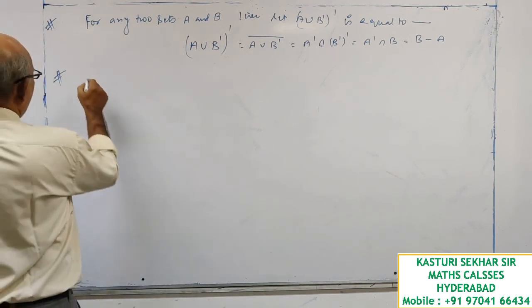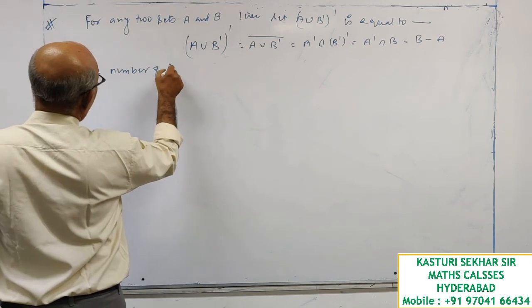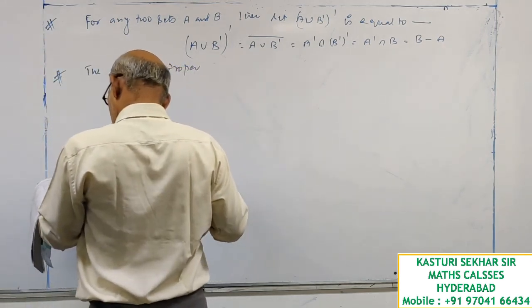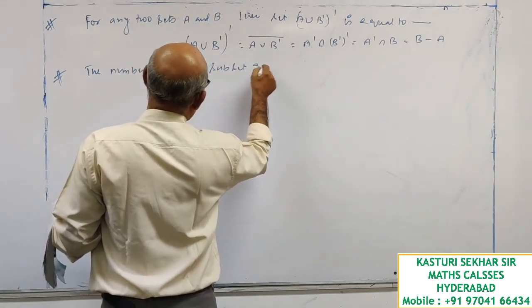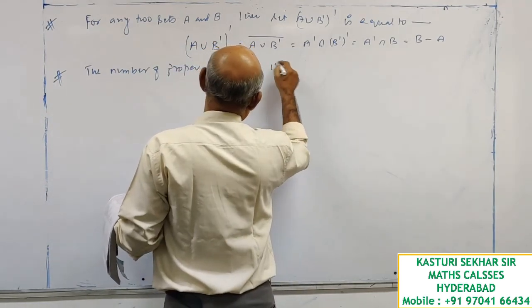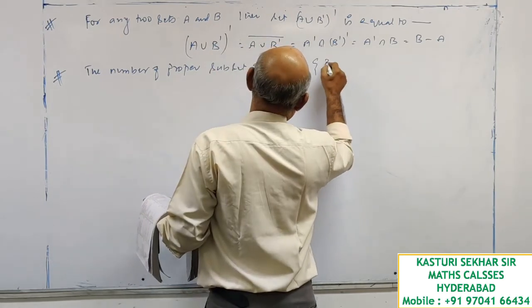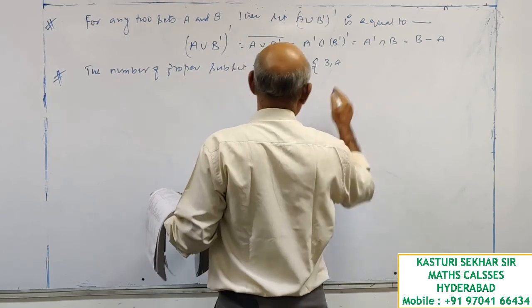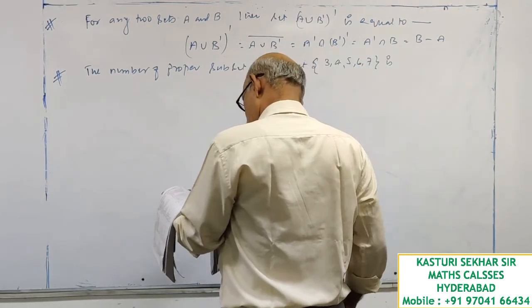Next, the number of proper subsets of the set 3, 4, 5, 6, 7 is?